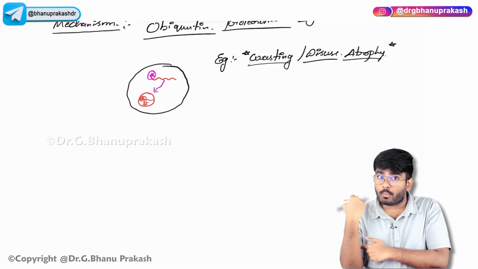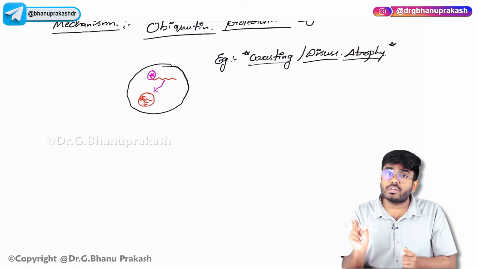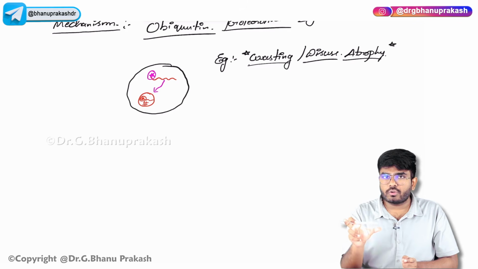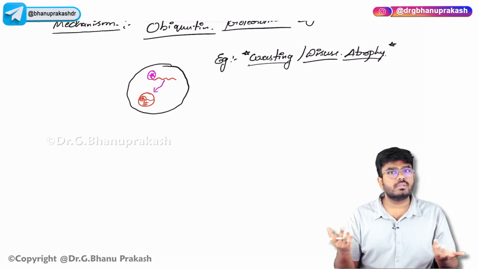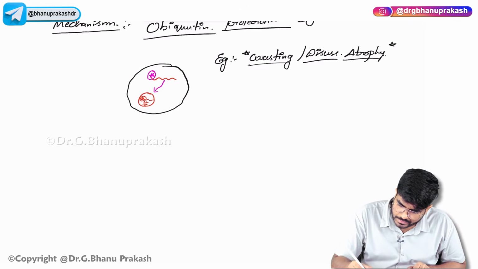Whenever you use a muscle more, it will become bigger in size, hypertrophy. If you don't use it, atrophy. If you use it, hypertrophy. If you don't use it, atrophy. As simple as that. So, wasting or disuse atrophy.